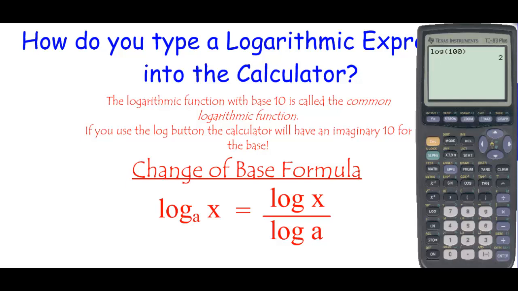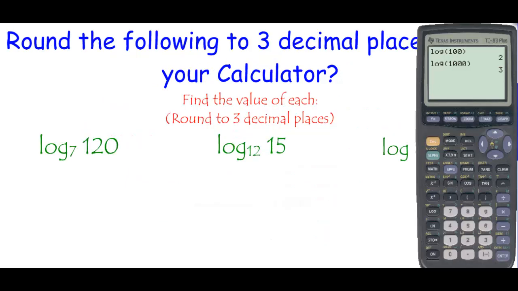Well, it's 2. If I typed in log of 20, or let's say log of 1000, it's asking 10 to what power is 1000? That's 3, but it's only in powers of 10 because the base is 10. So we have to use something called the change of base formula. So I have log of any number of x, so a and x can be any number. How we type into our calculator is log of x divided by log of a. So we take log of our value divided by log of our base.